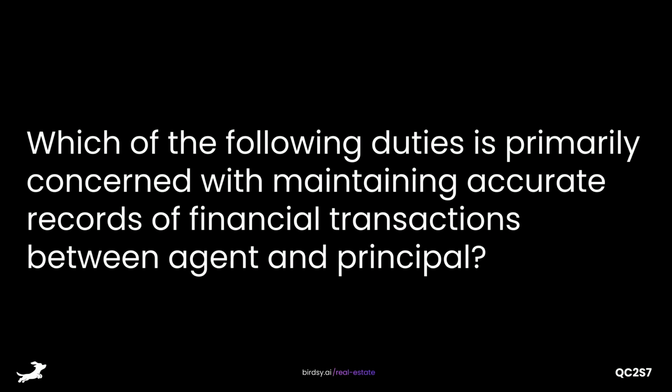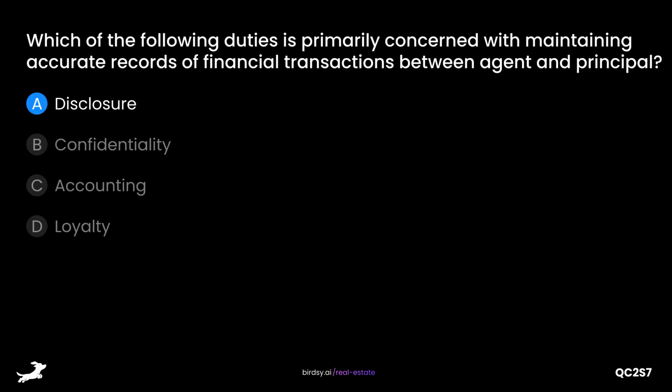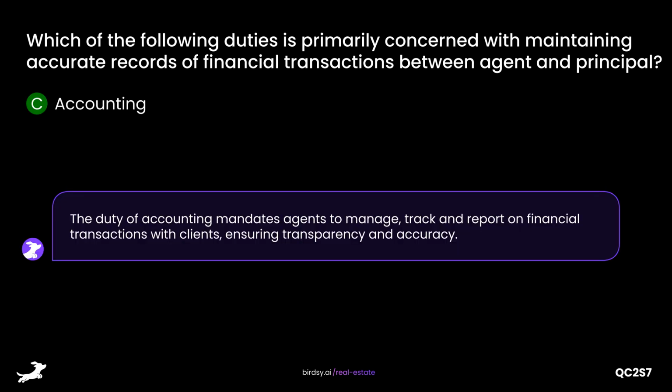Which of the following duties is primarily concerned with maintaining accurate records of financial transactions between agent and principal? Is it A, disclosure, B, confidentiality, C, accounting, or D, loyalty? The answer is C, accounting. The duty of accounting mandates agents to manage, track, and report on financial transactions with clients, ensuring transparency and accuracy.